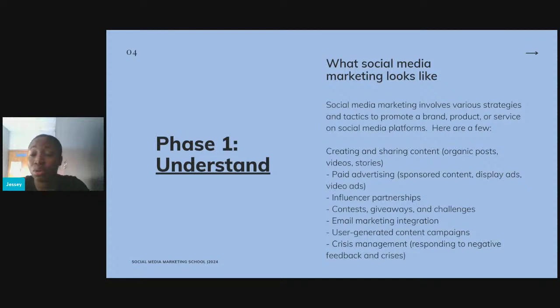And then you also have to promote your brand through paid advertising, through sponsored ads, video ads, just generally sponsoring your content. That's running ads on either your post or your brand. And then you have to promote your brand through influencer partnerships. You have to reach out to partners. You have to understand that there are different types of partners out there.